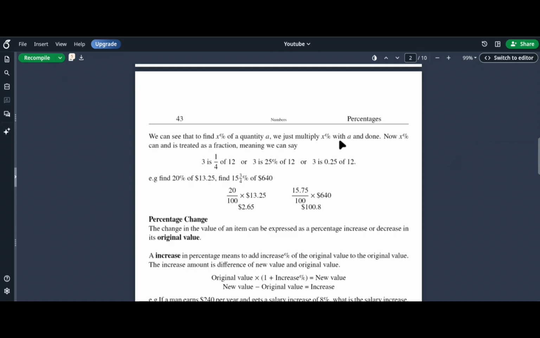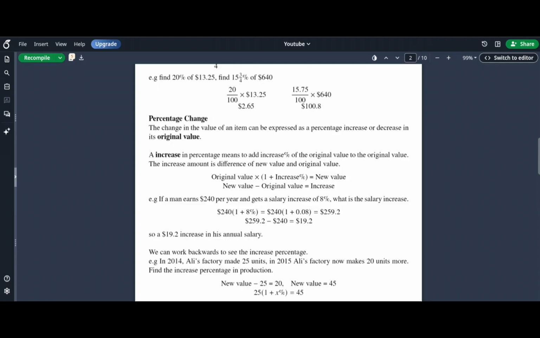Now X percent is treated as a fraction, meaning you can say, for example, 3 is 1/4 of 12, 3 is 25% of 12, or 3 is 0.25 of 12. This is a bit weird to say, but generally you might see these terms in the examination: find 3/5 of a quantity, find 11/12 of a quantity, find this percent of a quantity, and so on.